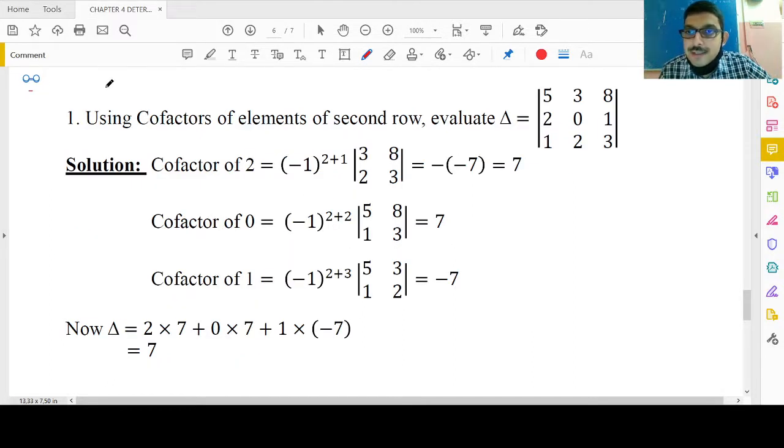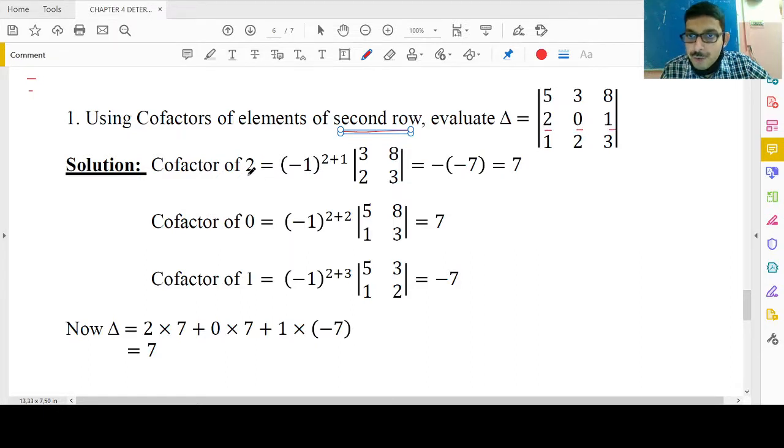Okay, now let us see an example of these two remarks. First, using cofactors of the elements of the second row, evaluate the determinant. So this is the determinant, and you are asked to evaluate it using the cofactors of the elements of the second row. First you have to find the cofactors of the elements of the second row, that are 2, 0, 1.